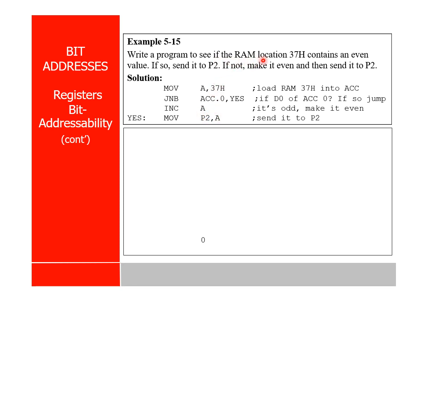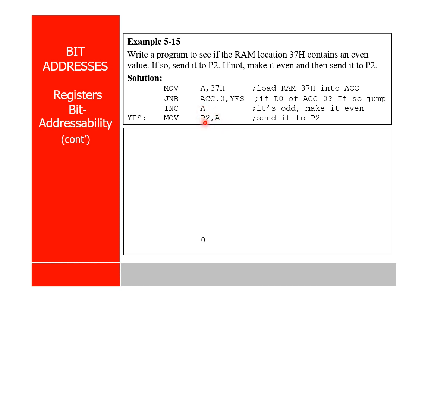If the number is odd, JNB accumulator 0.0 will not work, right? So it will come here. What is the value of A now? The A will be incremented. So for example, if 37 is 09, 09 is not even, right? So it will not go to S. Instead, it will come here. 09 is incremented. What is 09 plus 1? 10, decimal 10. It is even.